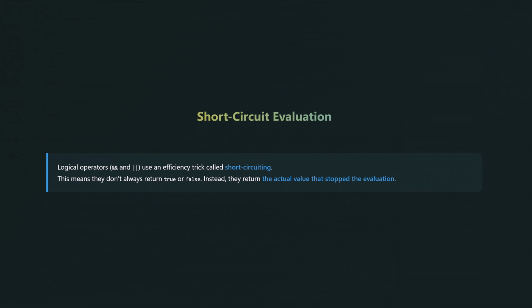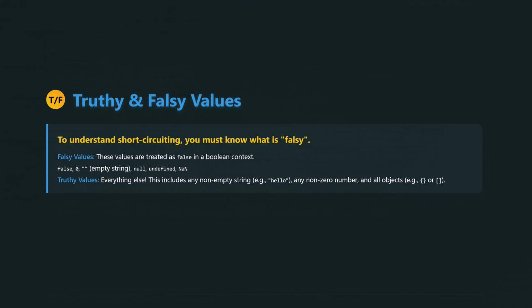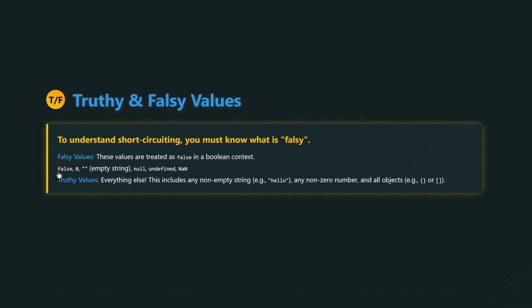Now, short circuit evaluation. The logical operators AND and OR are more powerful than they look because of a behavior called short circuiting. This is an efficiency trick. JavaScript stops evaluating an expression as soon as it can determine the final outcome without needing to check the rest. This means these operators don't always return true or false. Instead, they return the actual value that stopped the evaluation. Before we start, remember that in JavaScript some values are considered falsy. Things like false, zero, empty string, null, undefined, and NaN. And all other values are truthy, like string hello, number 100, true, or an empty object literal.